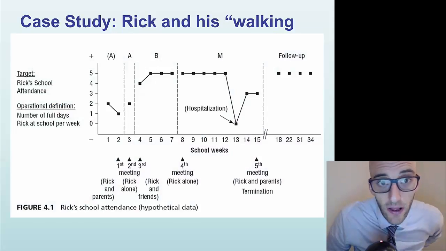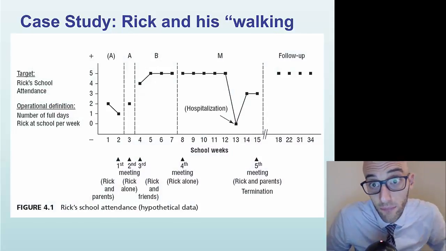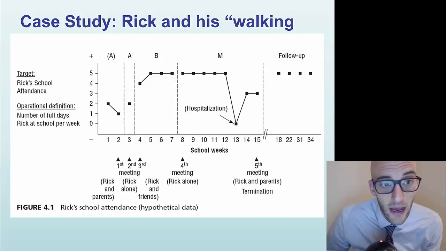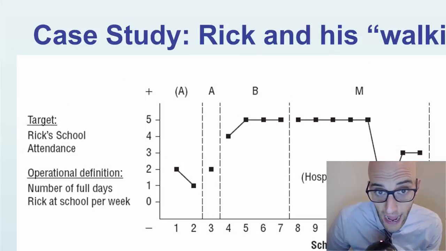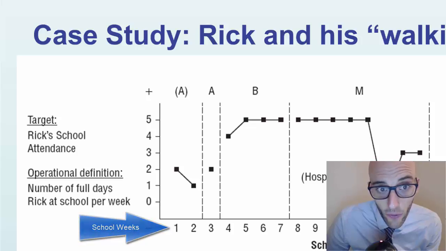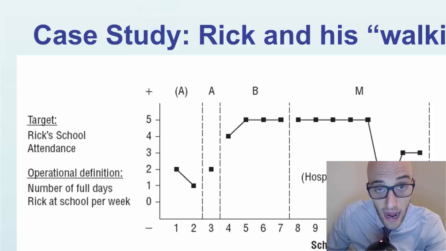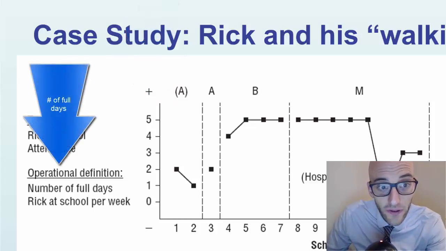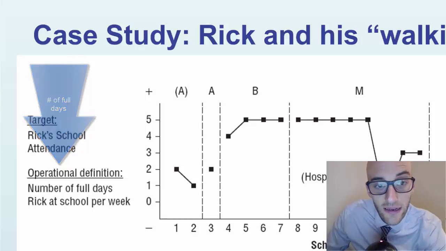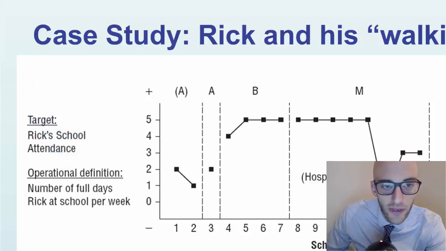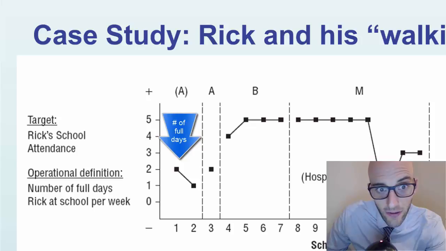This is just an example of how you can graph single system designs. We'll talk about a baseline phase, which in this graph is illustrated by the letter A. A would be the baseline. You can see on the horizontal line would be school weeks 1 through 34, and the vertical line is attendance from 0 to 5. So the operationally defined problem here is the number of full days Rick attends a school day. So you can see in the baseline, in the first weeks, he only went for a full day twice in the first week and once in the second week.